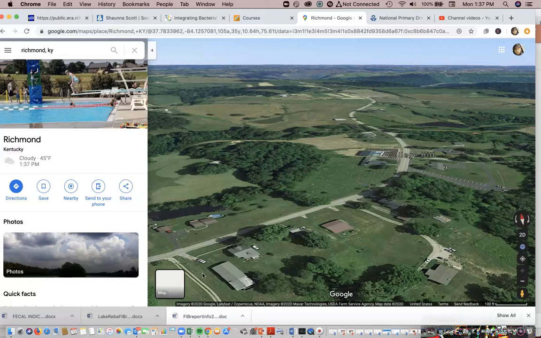So that's just a little bit on the Richmond water plant and those MCLs. I'm going to make some other videos as we discuss the process more fully here in a few seconds.